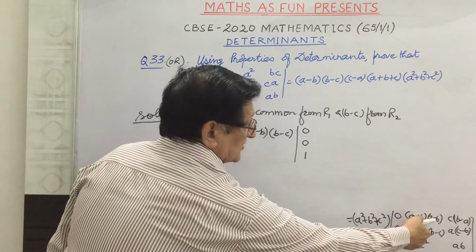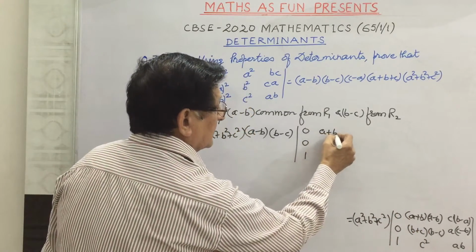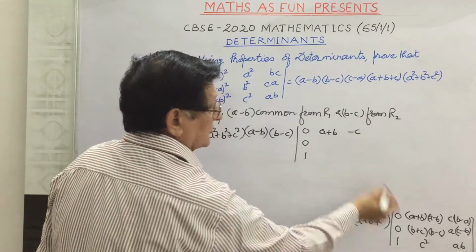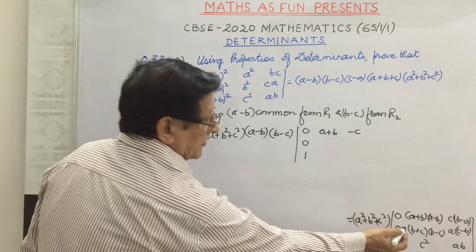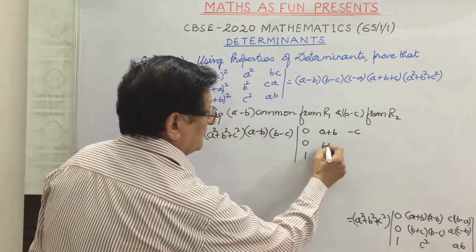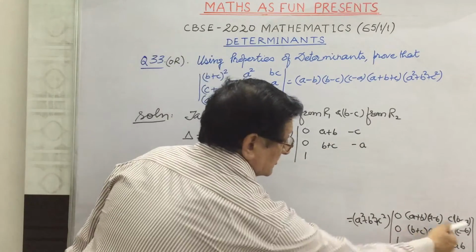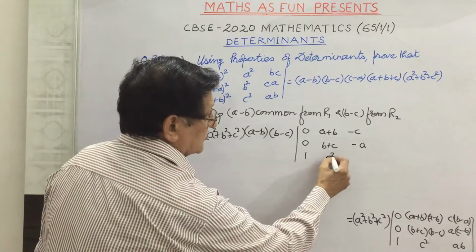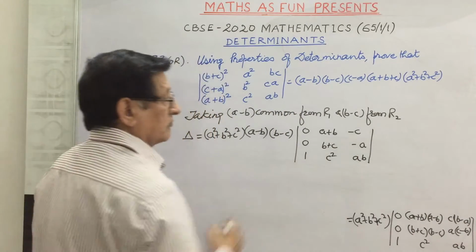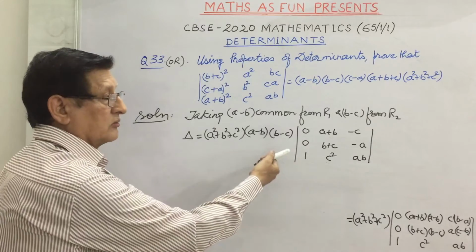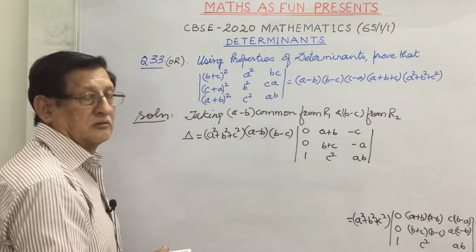In this A minus B we have taken common, it will be A plus B, and there it will be minus C. Here we have taken B minus C common, this will be B plus C, and there it will be minus A because this is C minus B. This is C square, this is AB. And now our job is almost done.